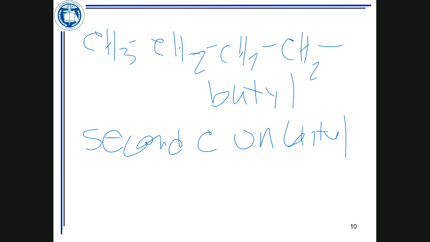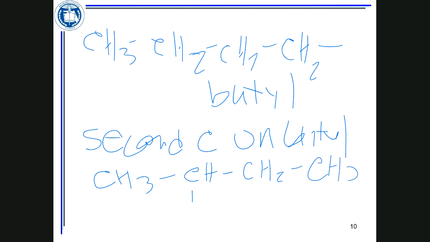But if it's attached from the second carbon, that means you have CH3, CH, here, CH2, CH3. Basically, I should say that the only magic here is to memorize it, because we don't have too many branches. This is called sec-butyl. Sec-butyl is a straight carbon chain, but attached from the second carbon. So if you see the attachment from the second carbon on the 4 carbon chain, it's called sec-butyl.